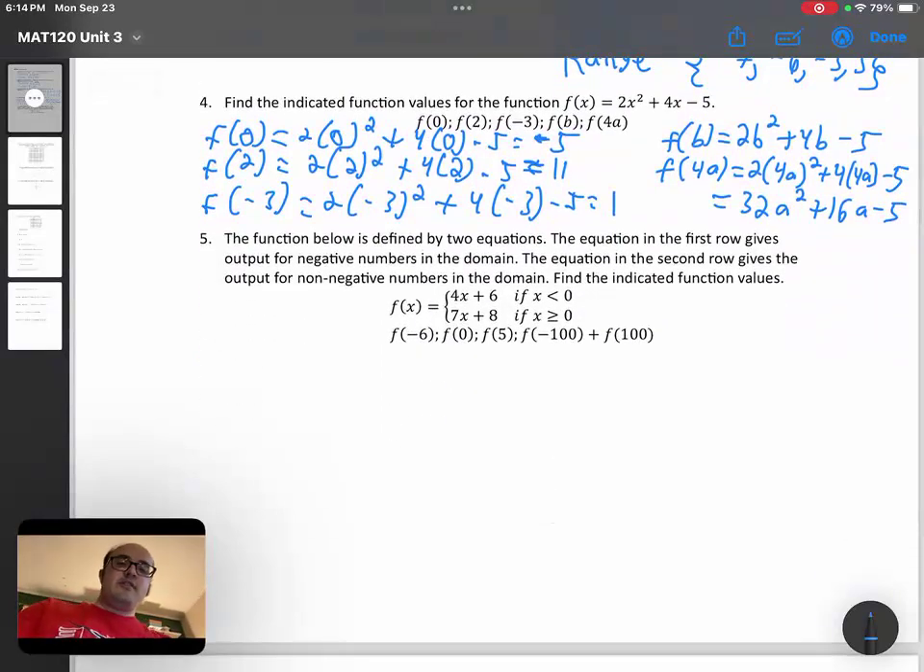And the last question on this page, this function below is defined by two equations. The equation in the first row gives the output for negative numbers in the domain. The equation in the second row gives the output for non-negative numbers in the domain. We want the indicated function values. So this is one of those piecewise functions. F of x is 4x plus 6 when x is less than 0, or 7x plus 8 if x is greater than or equal to 0.